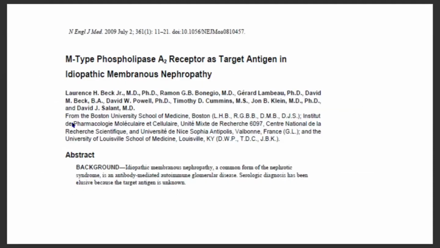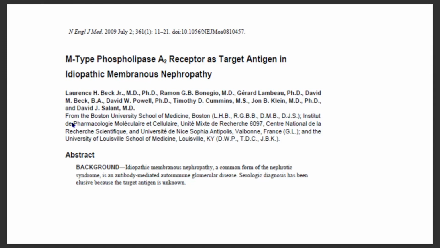But in 2009, an interesting paper came out, which identified the M-type phospholipase A2 receptor as a target antigen in idiopathic MGN. This was a landmark paper in the sense that it opened the gates for understanding membranous GN. It opened the floodgates, actually. Once we identified that the most common target antigen in membranous nephropathy is the M-type phospholipase receptor, against which anti-PLA2R antibodies circulate and bind, forming the immune complexes, we started to understand what goes on behind the formation of these immune complexes. Till this time, we did not know.